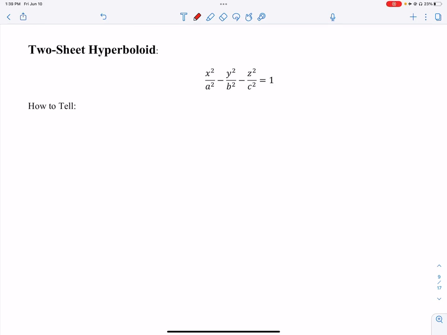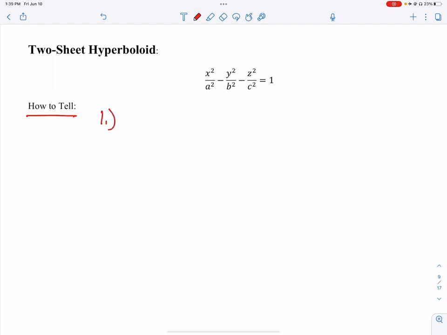In this video, we are going to discuss the two-sheet hyperboloid, just like the hyperboloid that we just did with the one sheet, but now we're going to do two sheets. You can probably predict what that means, one piece and two pieces. Okay, so before we get to the graph and what it looks like, let's talk about how to tell that it is a two-sheet hyperboloid.